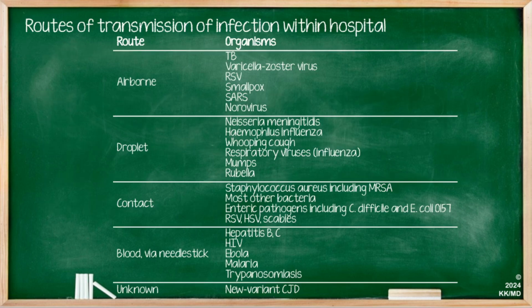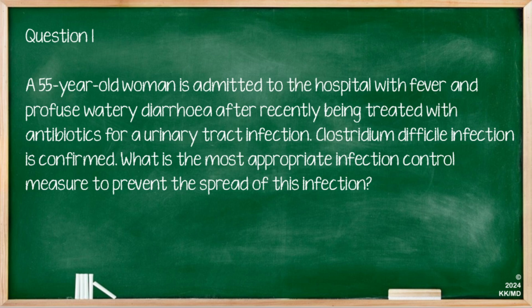So here we have quite a busy screen, but it just summarises all of the different types of possible infections that may be contracted and the route of transmission. Not all of these, of course, would be common within a hospital setting, depending on where you're working, but it's just useful to have them conceptualised so that if you are asked about them, you can immediately recall the information. So let's now try a question.